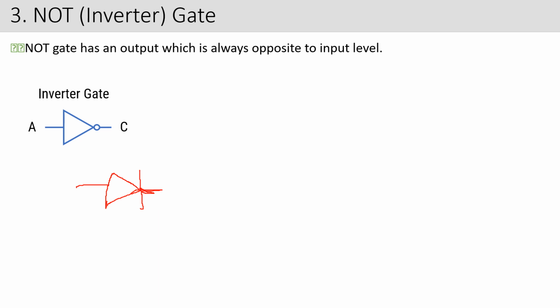So whenever you have a circle with a triangle, that represents your NOT gate or the inverter gate. The logic notation is C is equal to A bar or A dash. You are taking the reverse of it, you are inverting it.